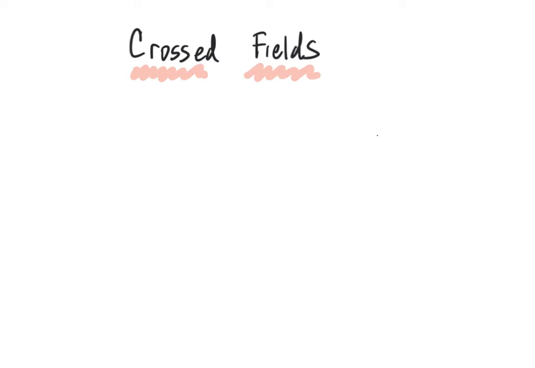Okay guys, in this video I want to look at crossed fields and some different examples of crossed fields. So first of all, what crossed fields are is when you have magnetic and electric fields that are perpendicular. Actually, they don't really have to be perpendicular, but most of the examples we'll look at are cases when they are perpendicular, when they are crossed with one another.